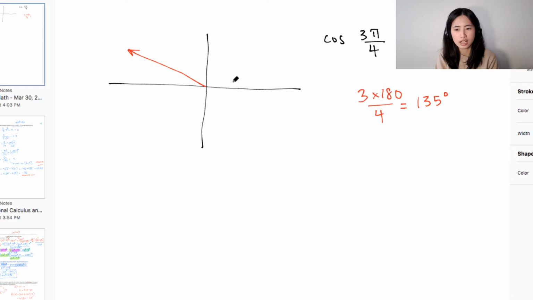So that's how 3 pi over 4 looks, because you're starting from here. This is 0 degrees. Basically, you're opening up. Does that make sense? So this is 3 pi over 4, which is 135 degrees.